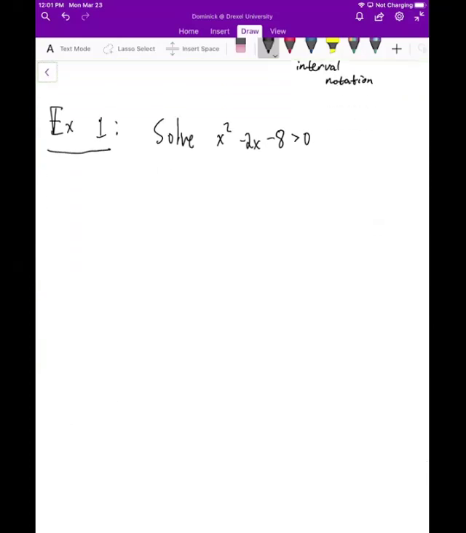So in this case, we want to solve x squared minus 2x minus 8 greater than 0. The first thing that we want to do is treat this as an equation and get our boundary values. So we solve x squared minus 2x minus 8 equal to 0 to get the boundary points.